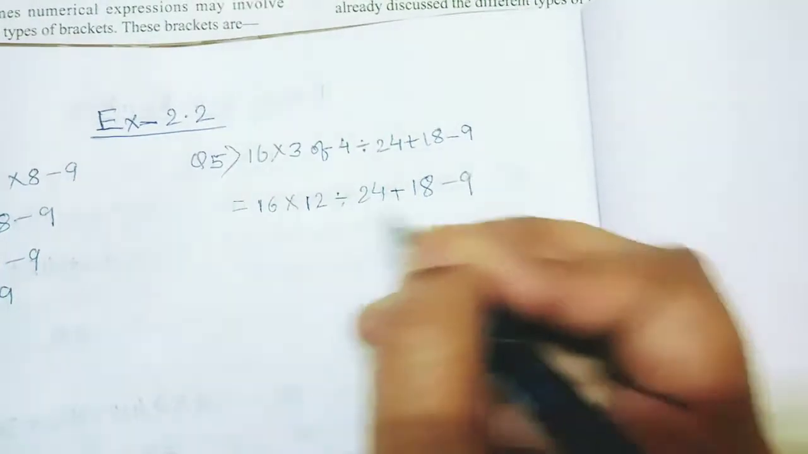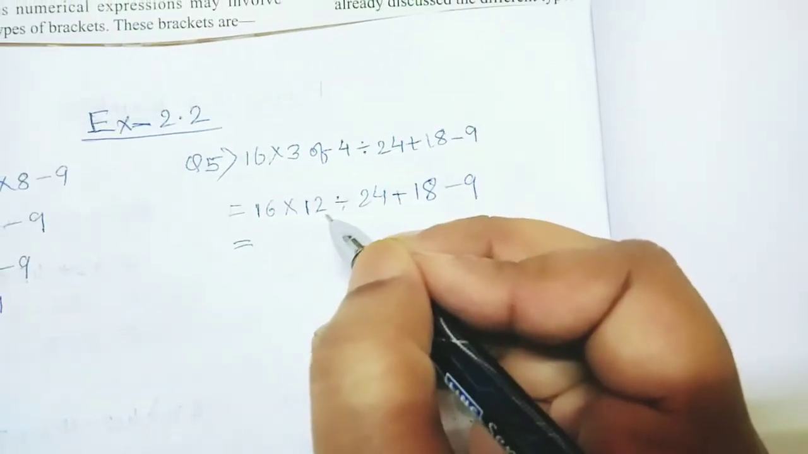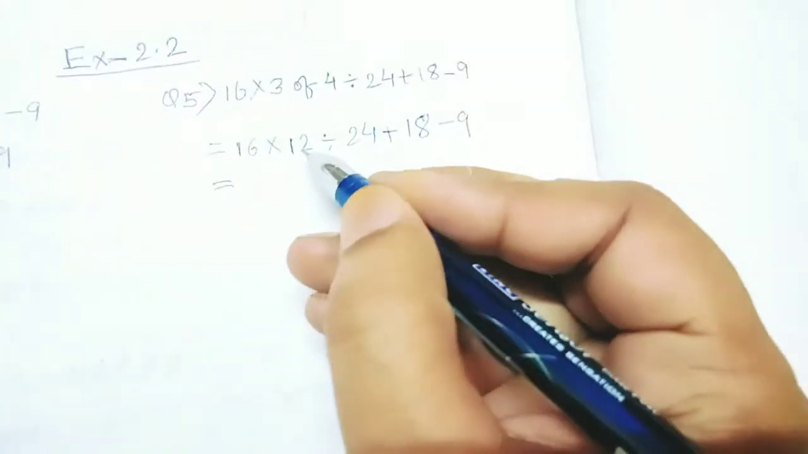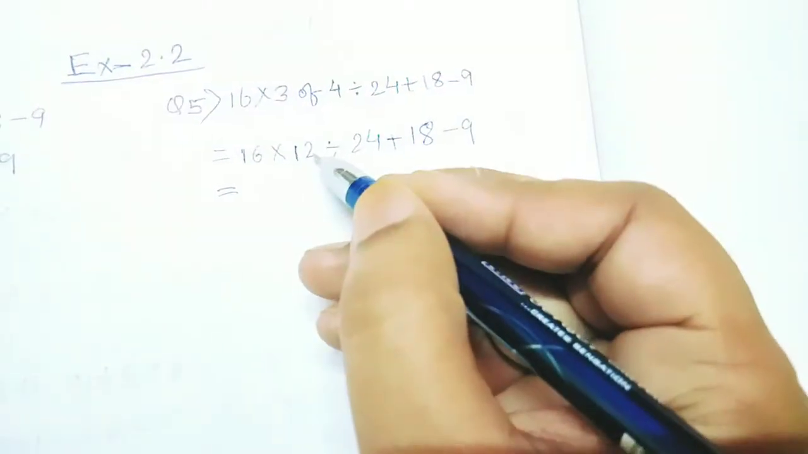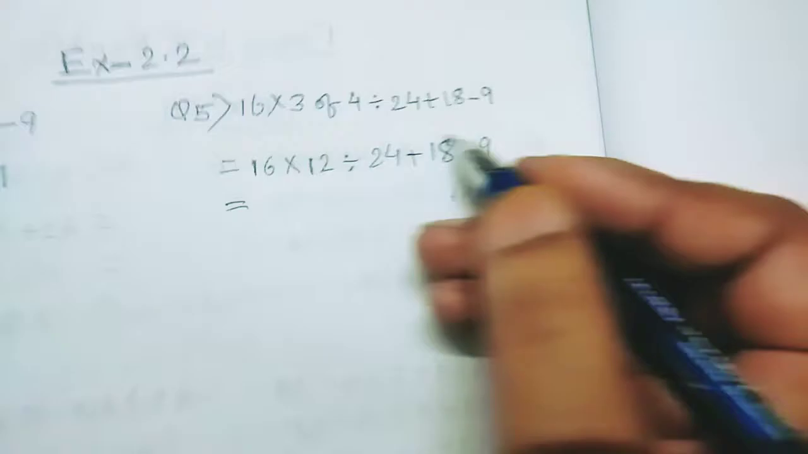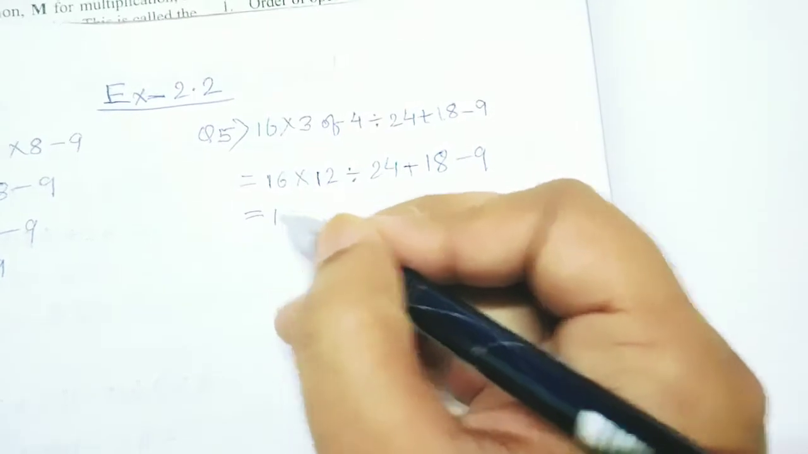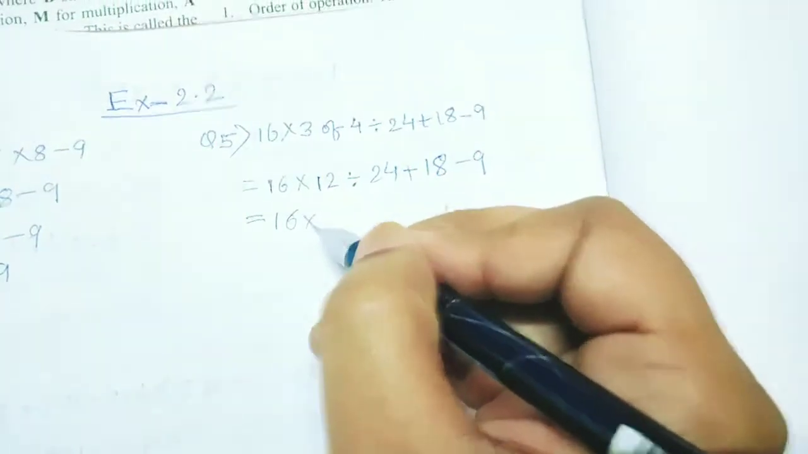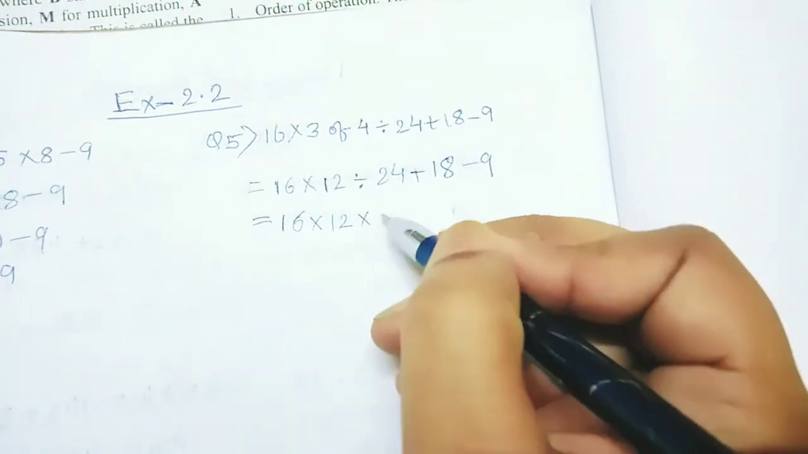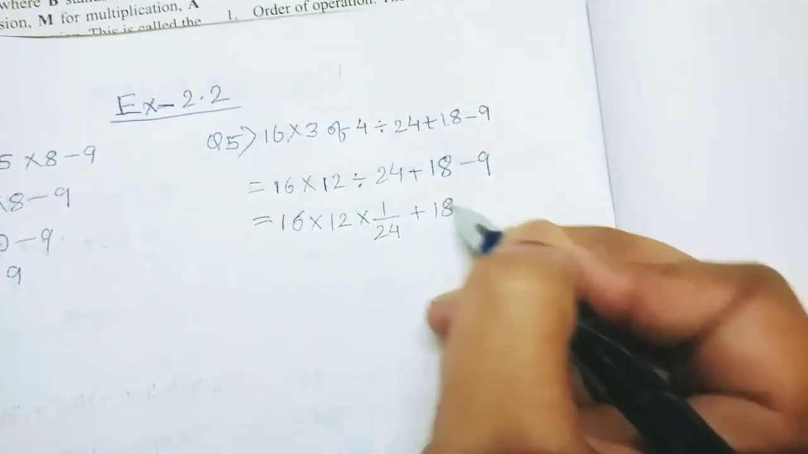18 minus 9. Now what do we do? After off we do the division operation. So 12 divided by 24. It cannot be divided normally. So what we'll do, we'll take the reciprocal of this number, that means since divide is there, the sign will be changed. 16 into 12. So the divide sign will become multiplication and it will become 1 by 24. Plus 18 minus 9.